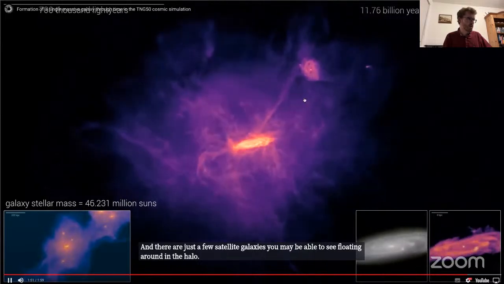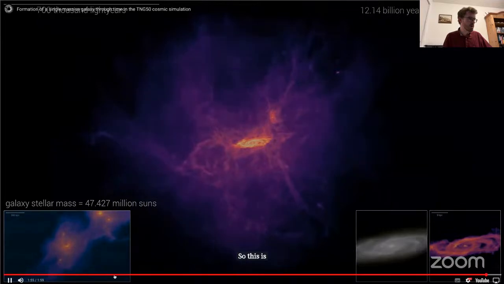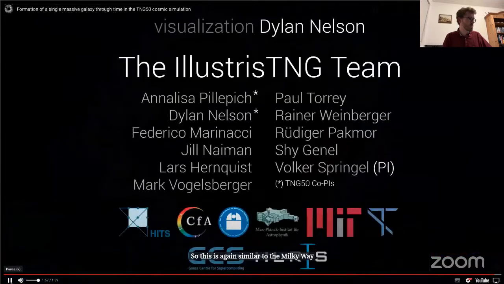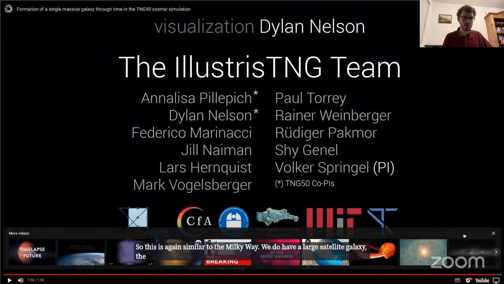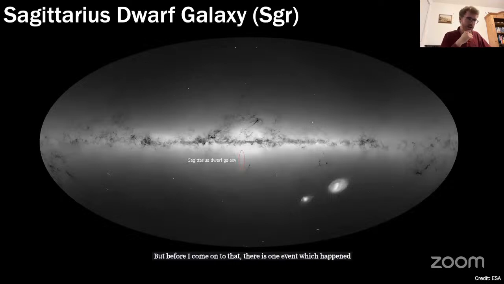And then there's this big one that comes in right at the end. So this is again similar to the Milky Way. We do have a large satellite galaxy, the Large Magellanic Cloud, which is in a similar situation. But before I come on to that, there is one event which happened before the Large Magellanic Cloud came in. So this is the Sagittarius Dwarf Galaxy.